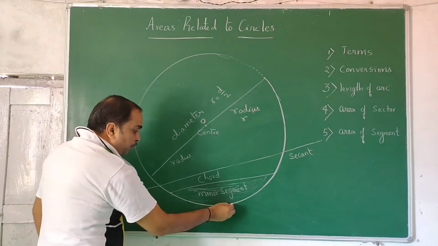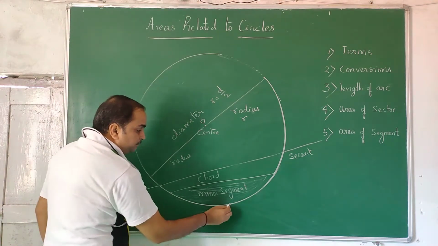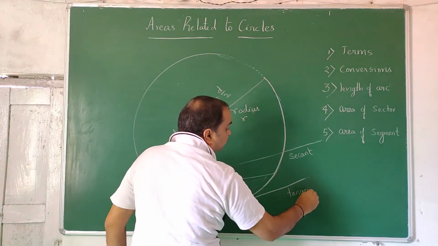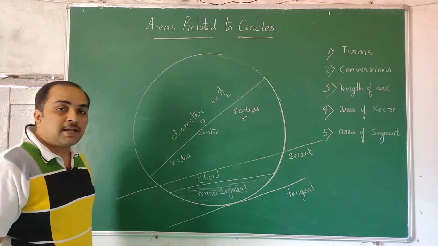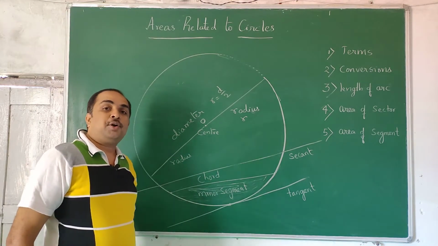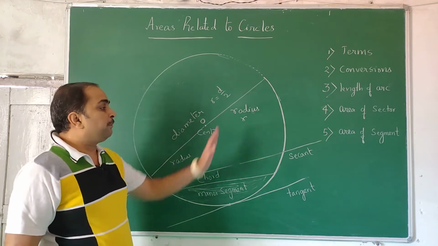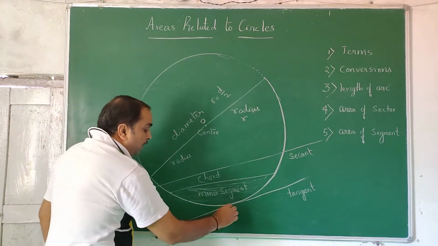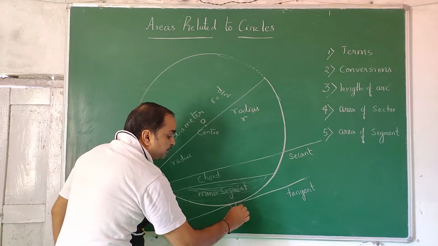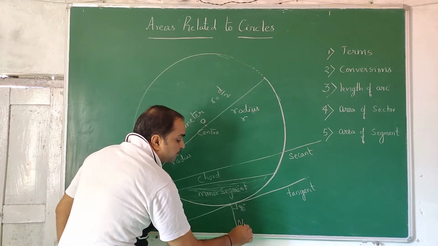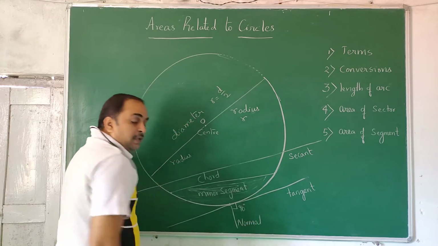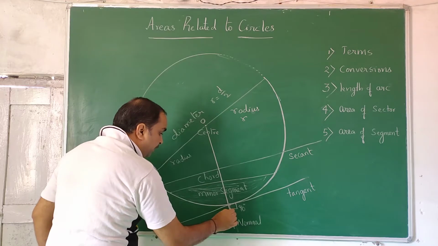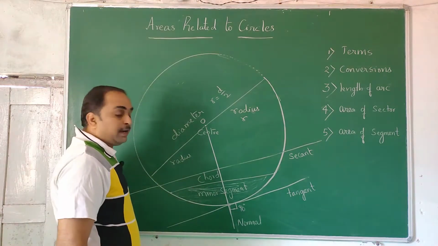If a line touches at only one point and goes, that line is called tangent. Tangent is a line which touches only one point of the circle. If you try to make any other line, it will touch other points also. It has to touch only one point. A perpendicular drawn to the tangent, 90 degrees, is called normal. Normal can be called an extended radius.